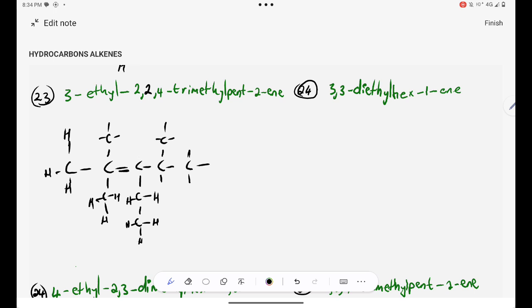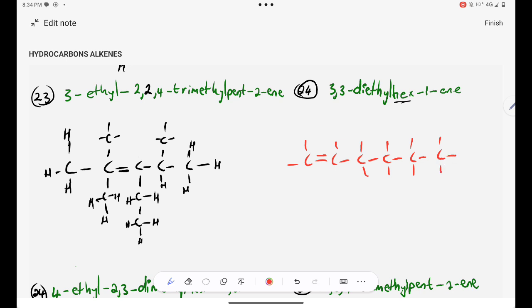Your structure should look like this. Right? Over here, the parent chain has 6 carbons. So that's 1, 2, 3, 4, 5, and 6. Then the first carbon has a double bond. Okay. So I simply have my structure like this.